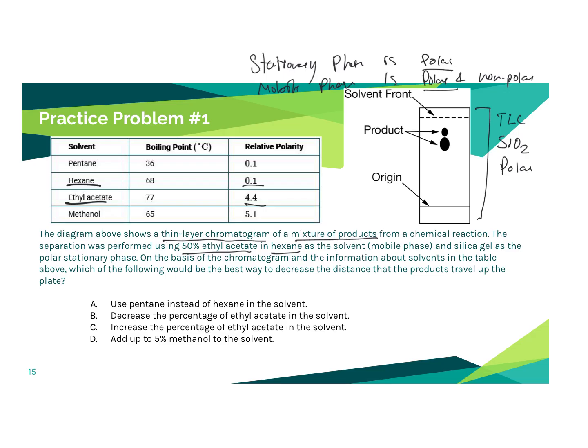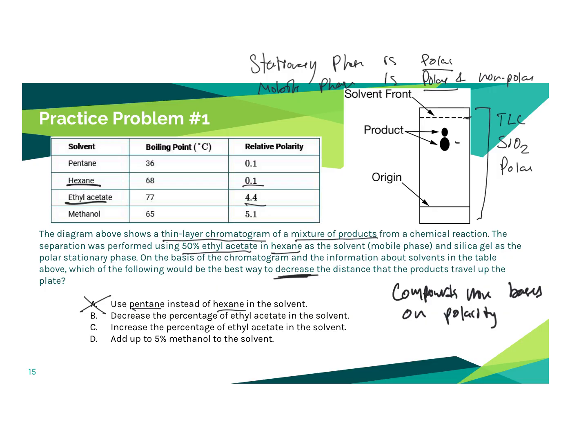And so it says on the basis of this chromatogram, right? If we look at where our products are in relation to the solvent, and information about the solvents in the table, which of the following would be the best way to decrease the distance that the products travel up the plate? And so A says use pentane instead of hexane. If we look at the relative polarity of pentane and hexane, we'll see that's the same. And so if it's the same polarity, that shouldn't change anything, right? Because compounds move based on polarity. So if you switch out the solvents for one that's the same polarity, nothing is going to happen.